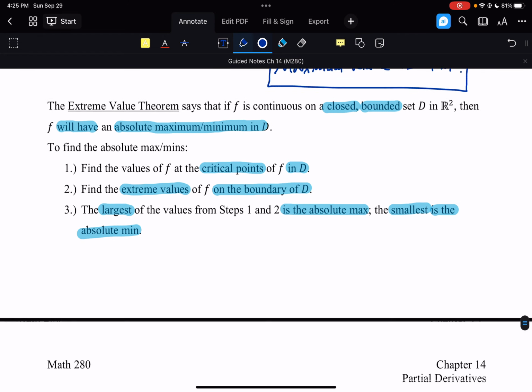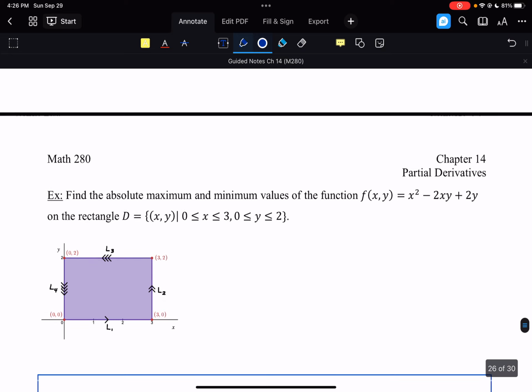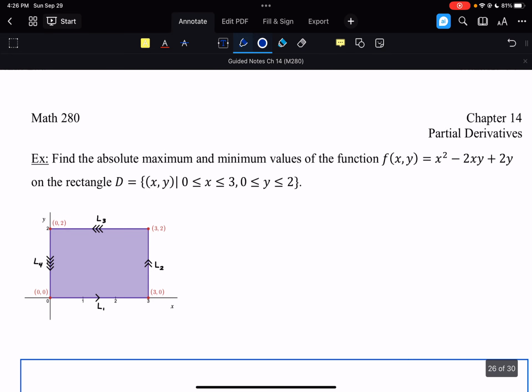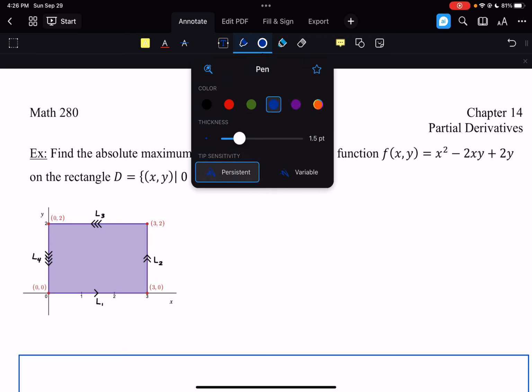Let's take a look at an example. Find the absolute maximum and minimum values of the function f(x,y) = x² − 2xy + 2y on the rectangle D, where x is going from 0 to 3 and y is going from 0 to 2. So we are looking for absolute maxes and mins on this region here. This is our region D.